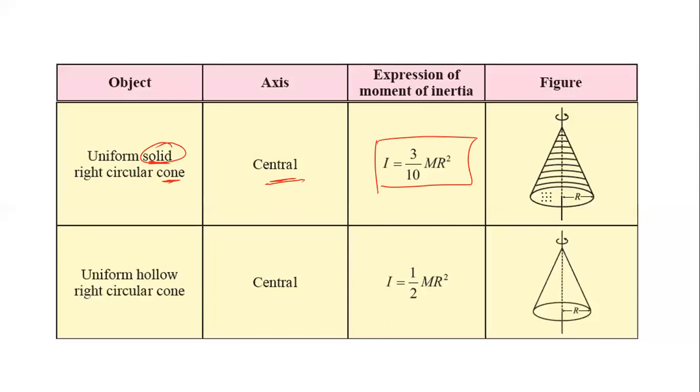And it's the same cone, but if it is hollow, then moment of inertia about central axis is given by formula 1 by 2 m r square. M is the mass and r is the radius.